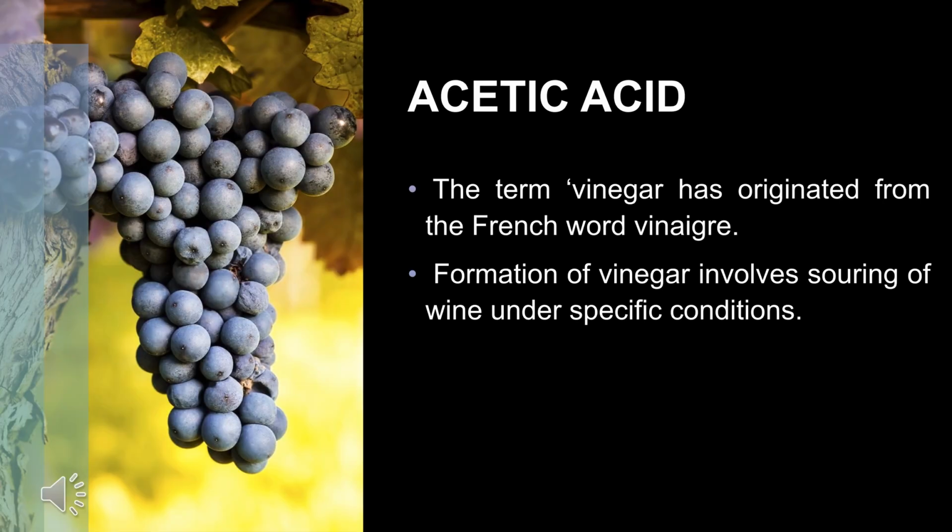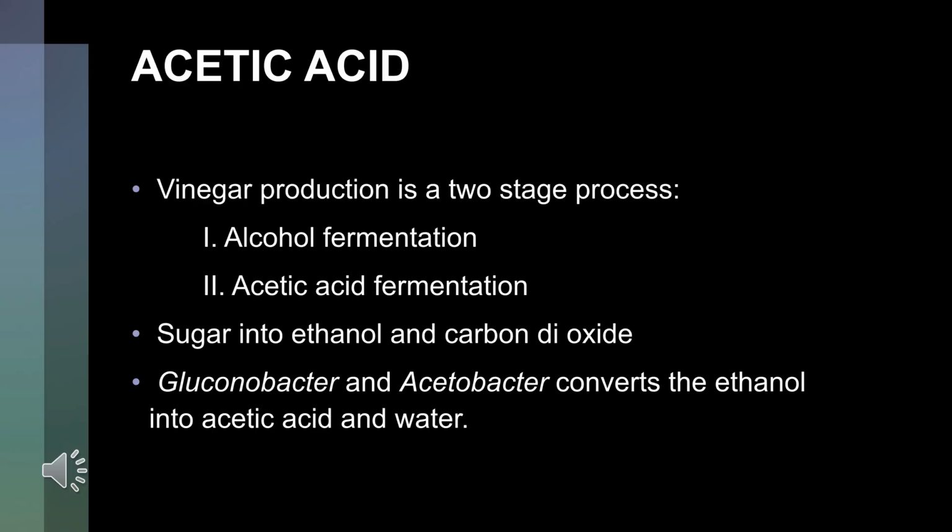The term vinegar has originated from the French word which means sour wine. Vinegar fermentation involves souring of wine under specific conditions. Production of vinegar is a two-stage process. First, alcohol fermentation. Second, acetic acid fermentation. In alcohol fermentation, yeast enzymes use the sugar to produce alcohol and carbon dioxide. In acetic acid fermentation, Gluconobacter and Acetobacter convert the ethanol into acetic acid and water.